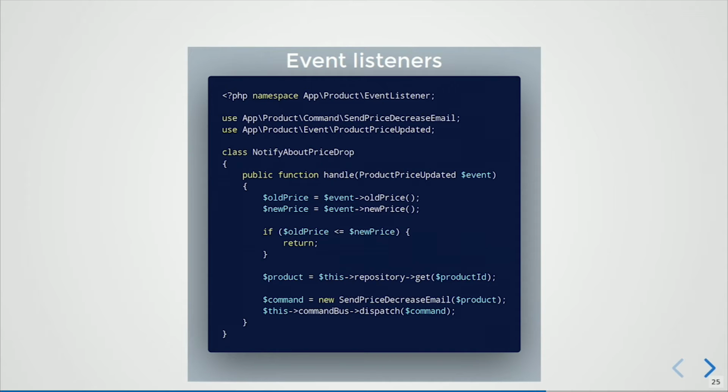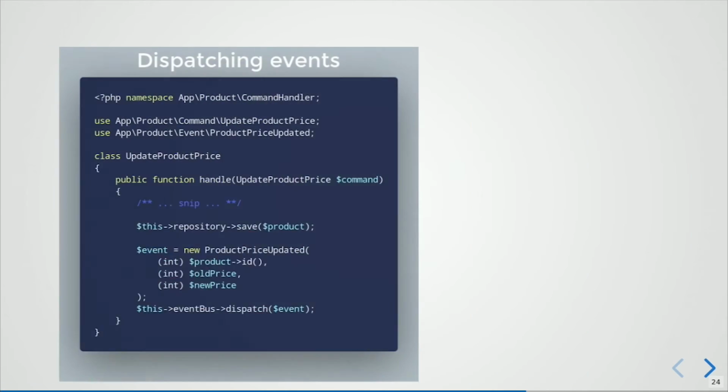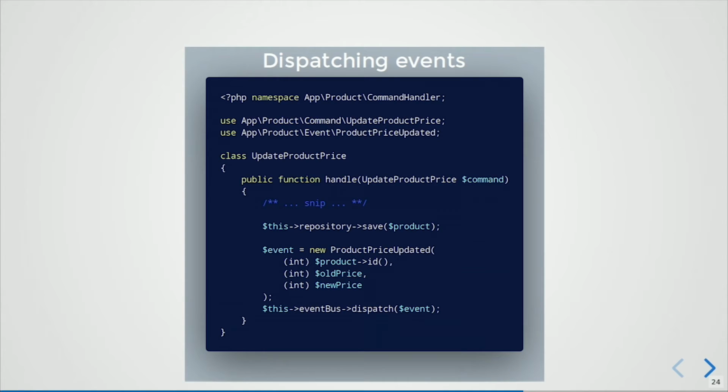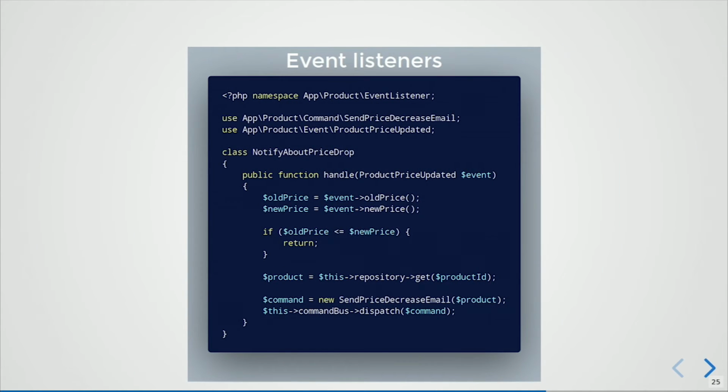And yes, we care only about the price drops, but the thing that actually happened was that the product price was updated. Just because we have this one feature that is interested in price drops, it doesn't mean we should send some kind of a different event. The thing that happened was product price updated. And that's what we were telling the world, this is the thing that happened.